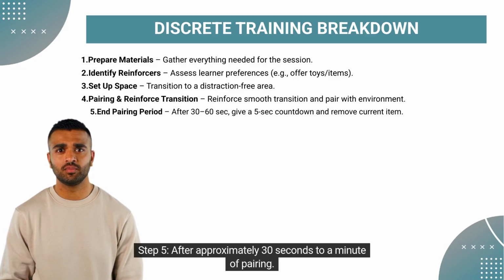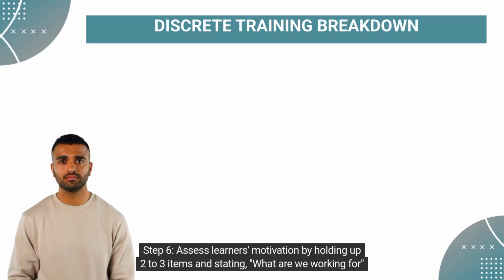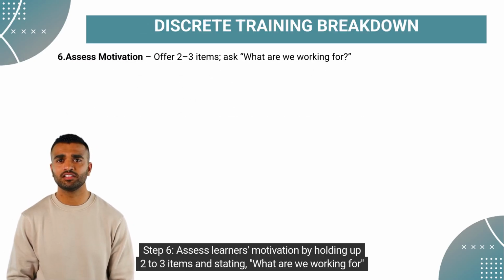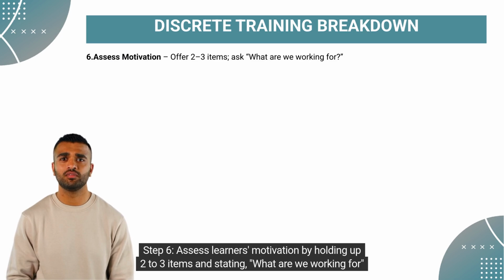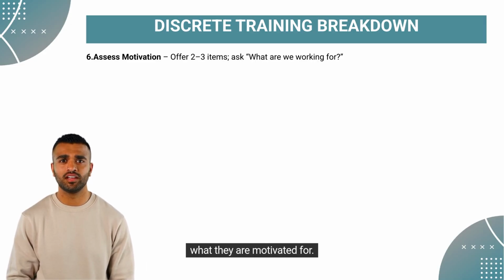Step 5. After approximately 30 seconds to a minute of pairing, give the learner a 5-second countdown and take the reinforcer they are engaged in. Step 6. Assess the learner's motivation by holding up 2 to 3 items and stating, "What are we working for?" or "What do you want?" If they reach for an item, point to it, or even label it, that is them stating what they are motivated for. Do not give them the reinforcer yet.